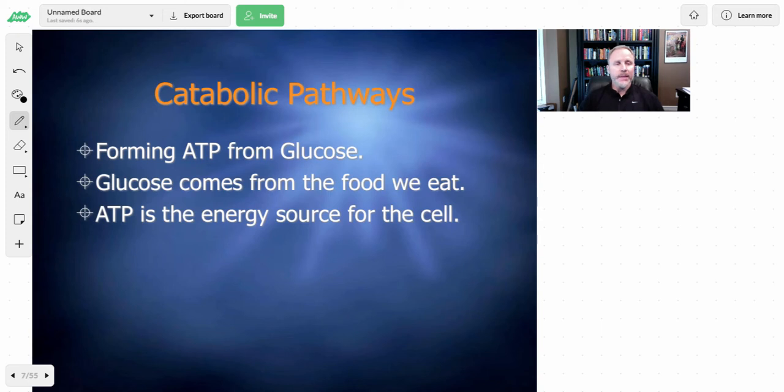Okay, catabolic pathways, on the other hand, one of the ways that you can look at this, aside from breaking down proteins like we've been discussing, we can talk about breaking down glucose, harnessing the energy in the bonds of glucose to yield ATP. And the ATP, we said, is the energy currency for the cell. That's what the cell uses in order to run its metabolism.